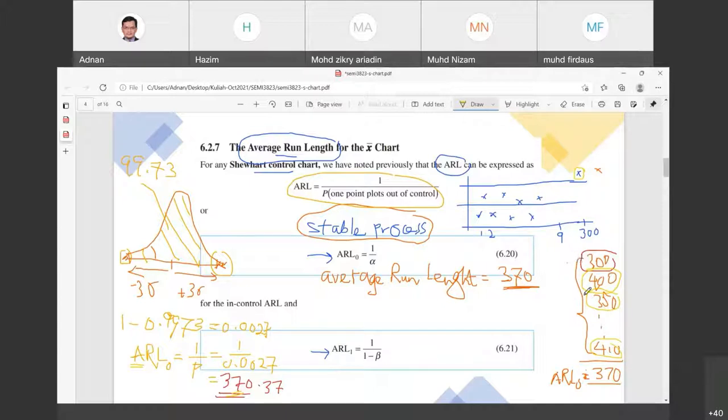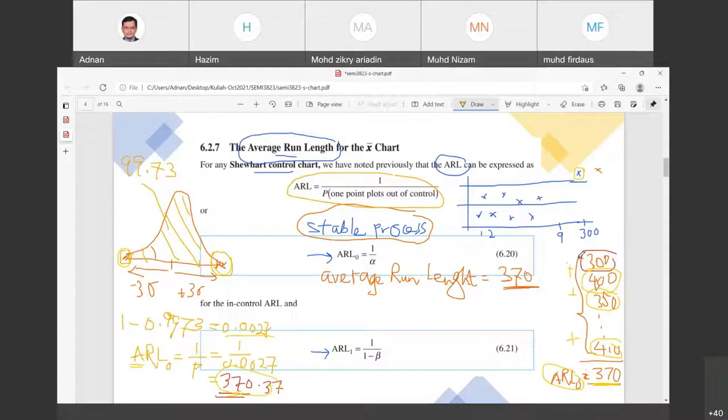On average, you add all the numbers and divide by how many, you get the average run length for the first alarm to happen after you reset. You're going to get 370. Theoretically, it is explained in terms of the area outside the control limit, which is 1 minus 0.9973, equal to 0.0027. Because the probability of outside is P, 1 over P, finally we also get this number.